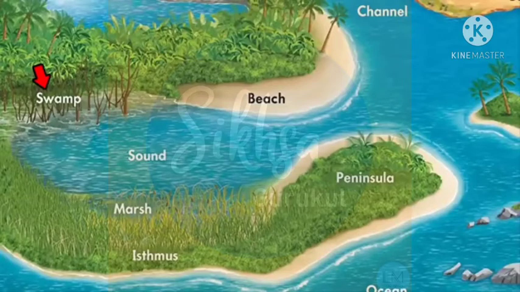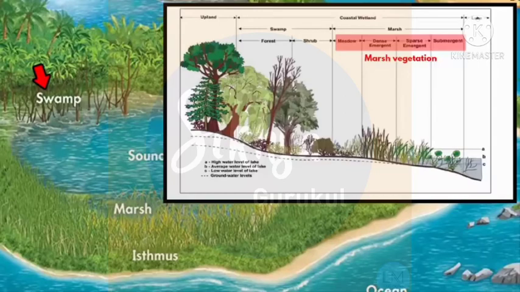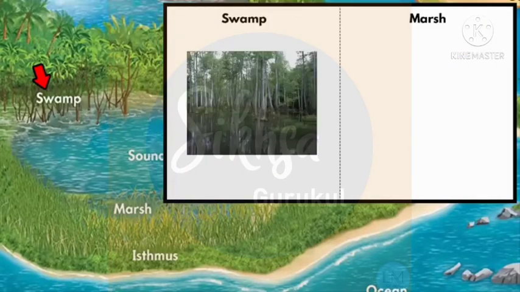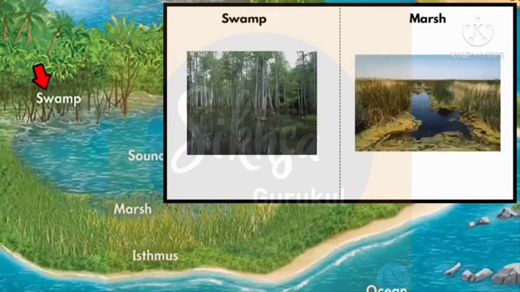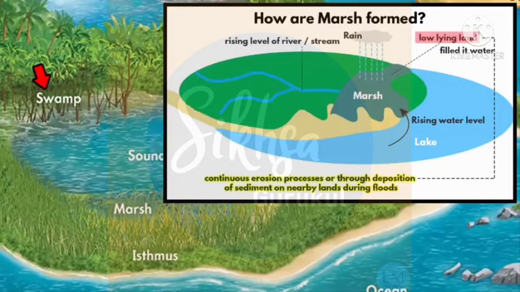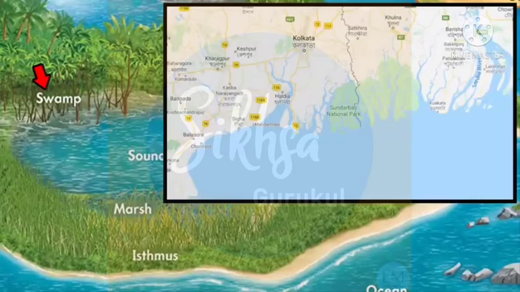The next term is swamp. If you look at their locations, both are almost at a similar place, closer to a water body. So both a swamp and a marsh are wetlands. Both of them have similar characteristics in their landform. However, the only difference between a marsh and a swamp is that in a marsh area you will not find trees. You will only find grass and herbaceous plants. Whereas in a swamp, you will find trees and other woody plants. Otherwise, both of them are low-lying land which gets filled with water during rainy season or from rising water levels of a river, lake or stream.